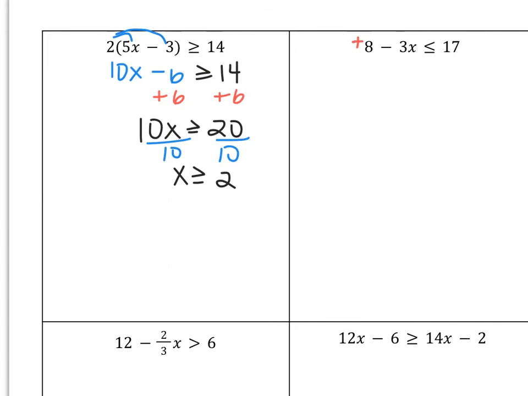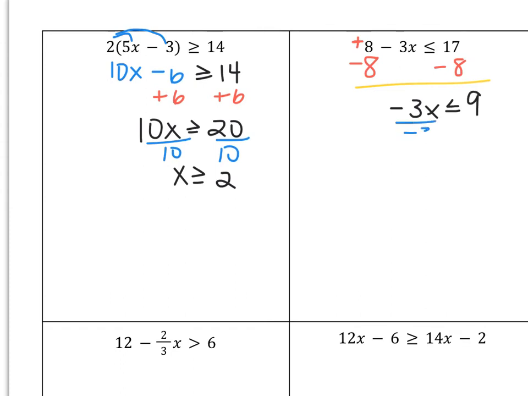How do I undo that positive 8? I'm going to subtract 8. I say that because this minus right here sometimes throws people off in terms of whether they want to add or subtract. But we need to subtract 8, and that leaves me with negative 3x is less than or equal to 9.